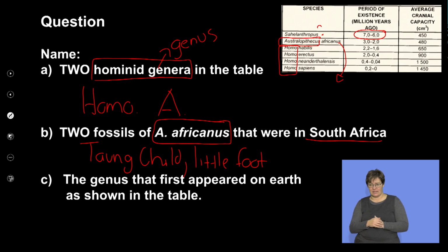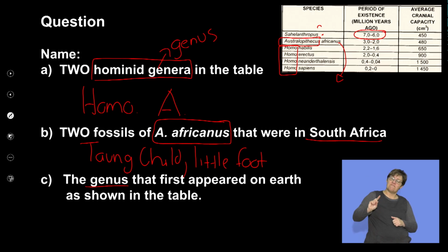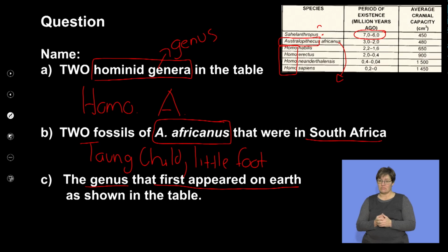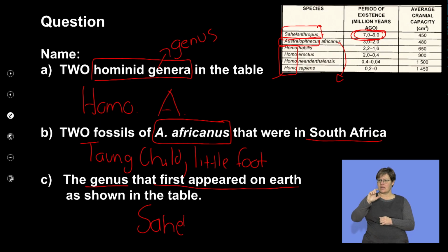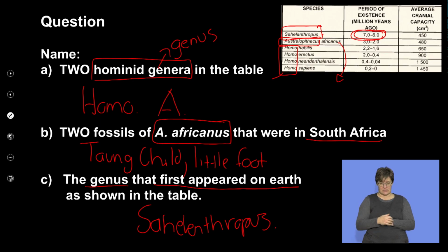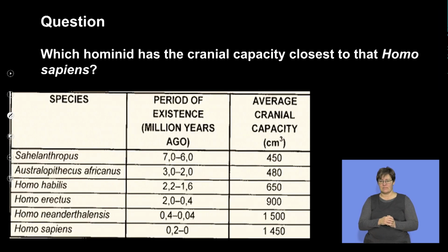Okay, question number C, the genus that first appeared on Earth. Now, it's the only one that has a genus. Remember, how do I know it's a genus? Because it always has a capital letter. How do I know it first appeared? Because it tells me that it was 7 to 6 million years ago. So I'm going to write it here, short, long word, Sahelanthropus. So guys, you see, you won't have to learn these things. I'll give you the table and you'll need to give us the information.